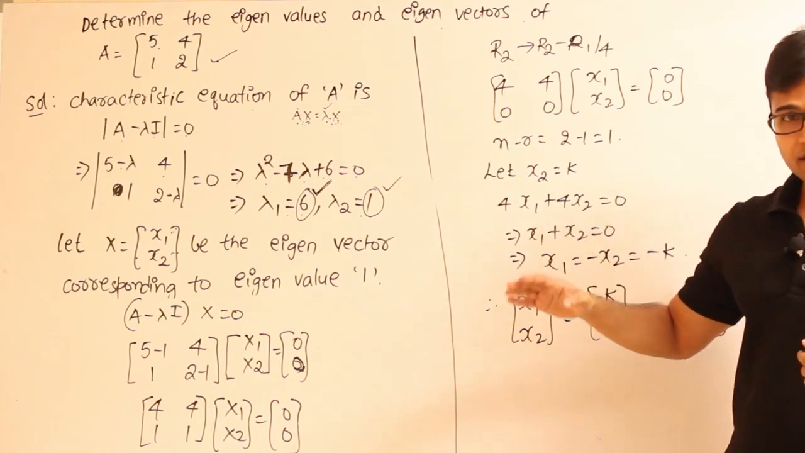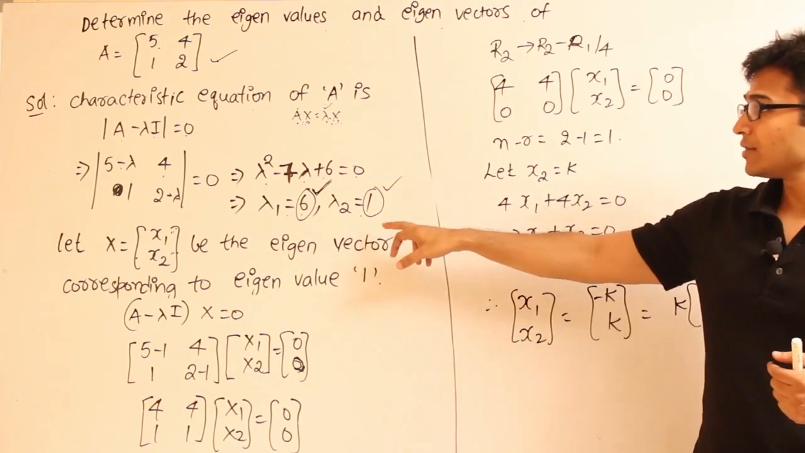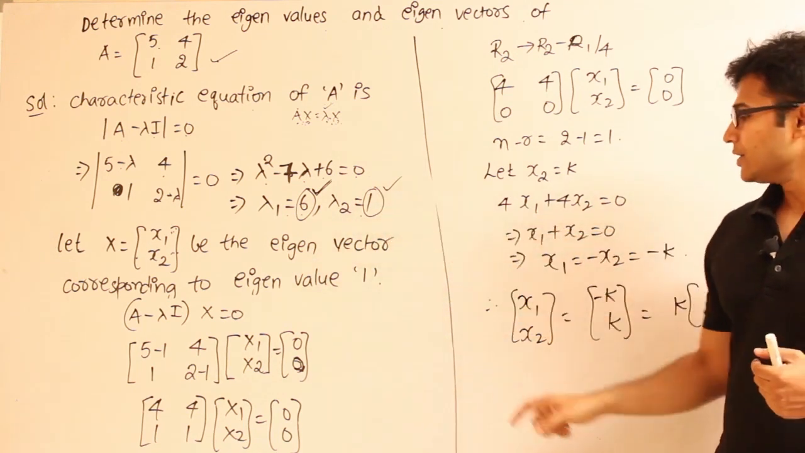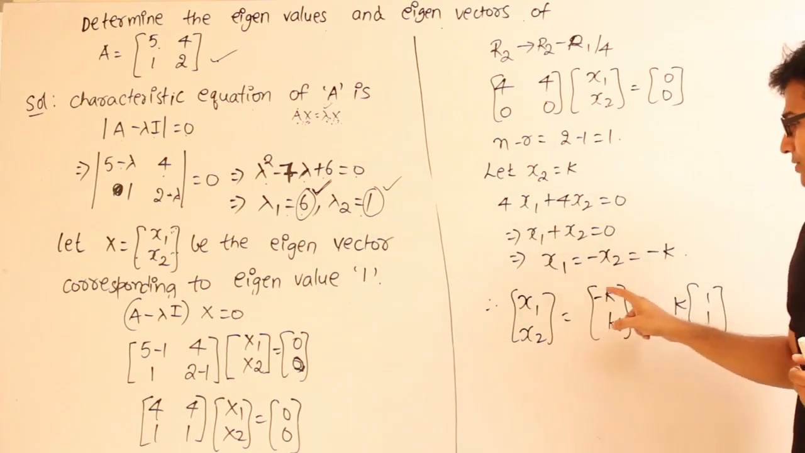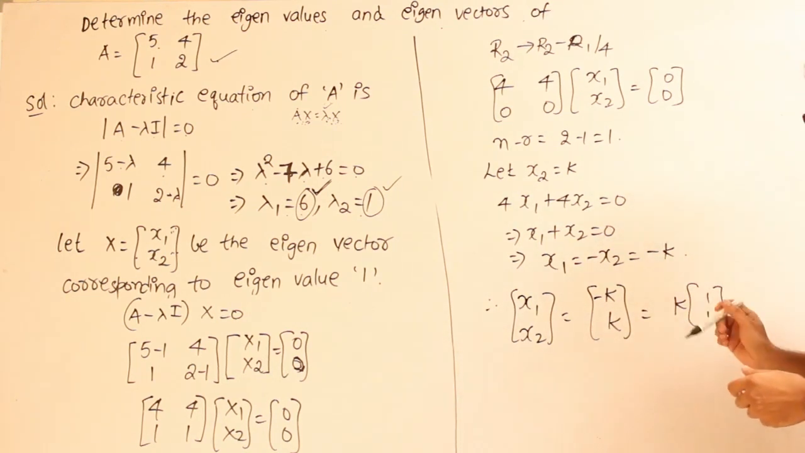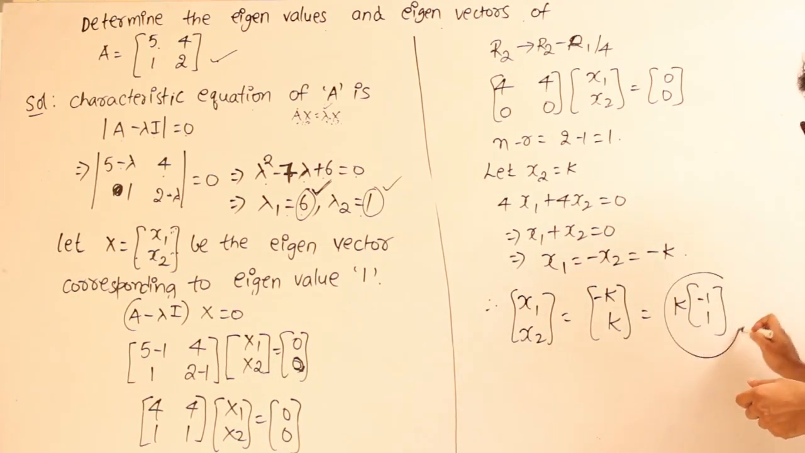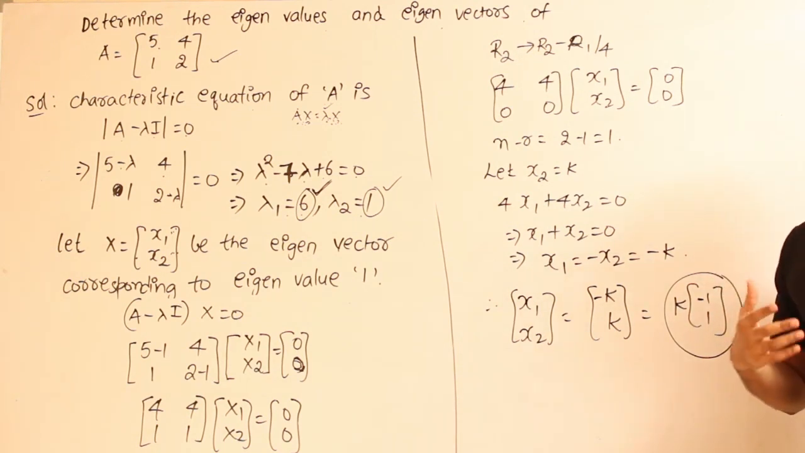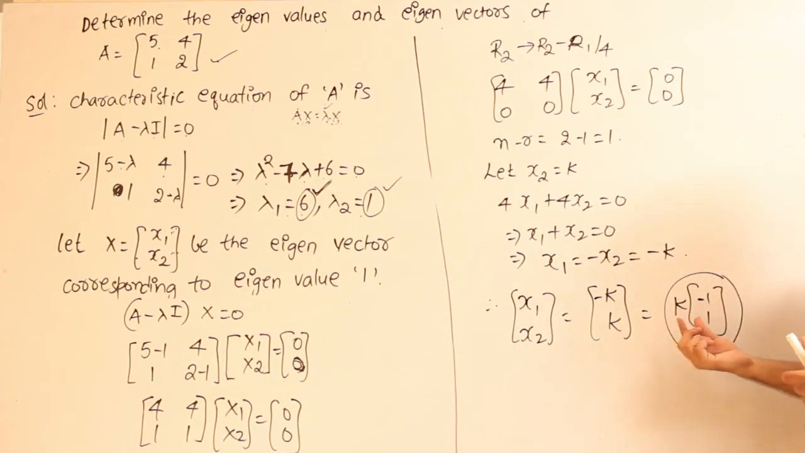So the eigenvector corresponding to the eigenvalue lambda equal to 1 is nothing but x1 x2, which is minus k and k. So if you pull out k as common, we get minus 1 and 1. So these are the set of eigenvectors. Why am I saying it as a set? Because it is not a single eigenvector. For every value of k, you will get a different eigenvector. There will be infinite number of eigenvectors.